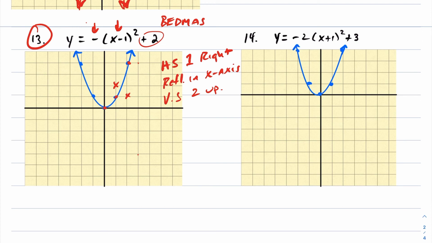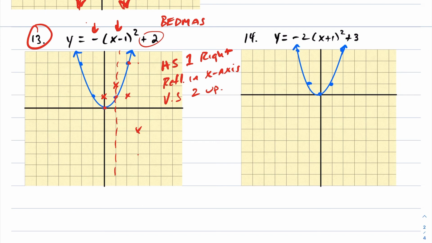And then we're going to go 2 units up, 1, 2. And there's our next point. And now continuing on here, the other ones are just a mirror image on the other side. So in this case here, our next point is going to be here. And our last point, our axis of symmetry is right here for this quadratic.